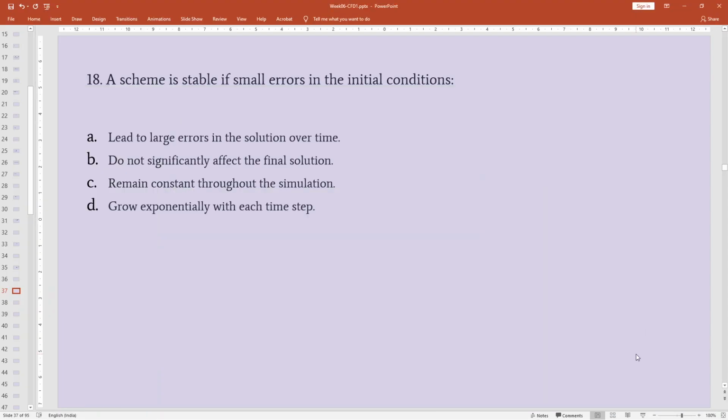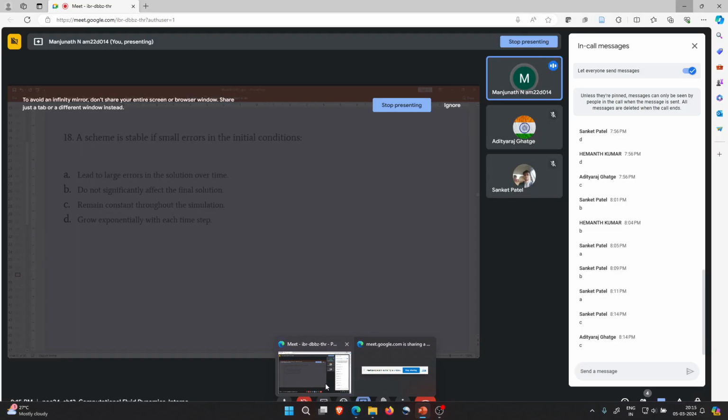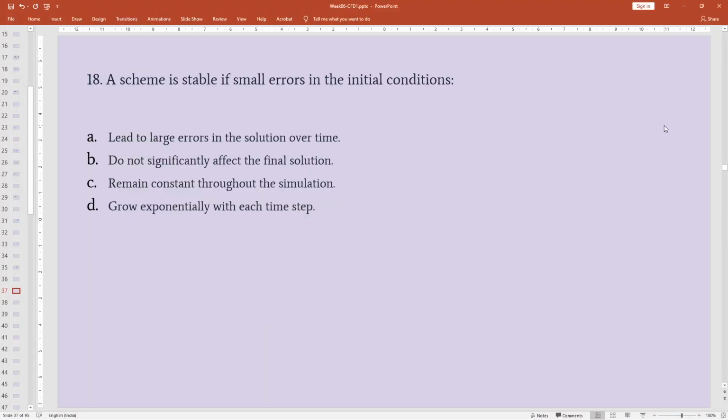No, it's not option A. Not option C also. Option A is exactly opposite of stability. Option C says it should remain constant. That is, option C is saying that whatever the errors in the initial conditions are should stay there throughout the simulation. But stability never says that actually.